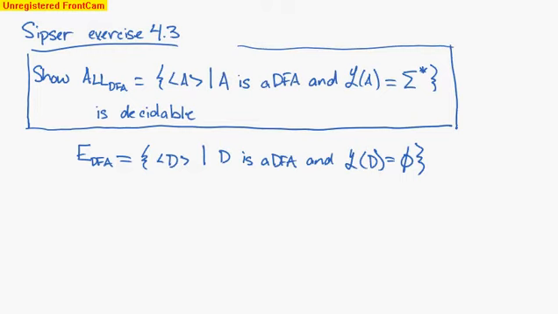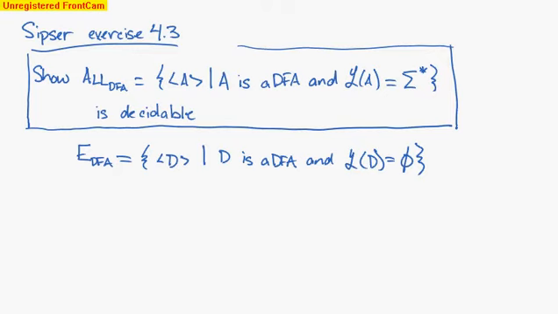So the easiest way to approach this is to use tools that we already know. In class and in the book, we heard about E_DFA, which tests the emptiness property of a language. Sipser defines E_DFA as some machine D where D is a DFA and its language is the empty set. So how can we use E_DFA to solve ALL_DFA?